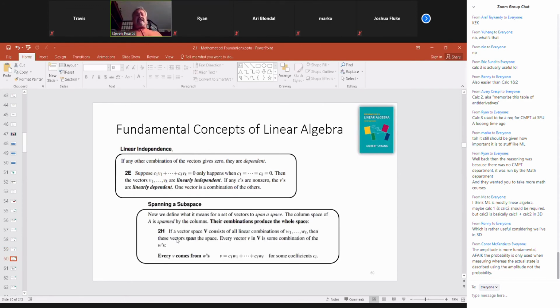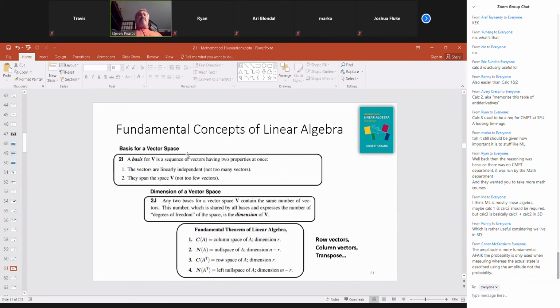Spanning a subspace, no need to go into this. Basis of a vector space, you all know what I'm talking about. Dimensions of a vector space. The fundamental theorem of linear algebra. The idea of defining row vectors, column vectors, and the transpose. All of you should know this stuff coming into this course. And you do, don't you?